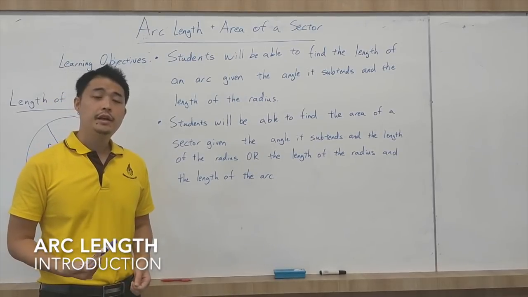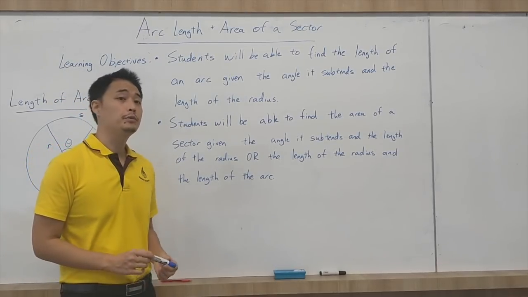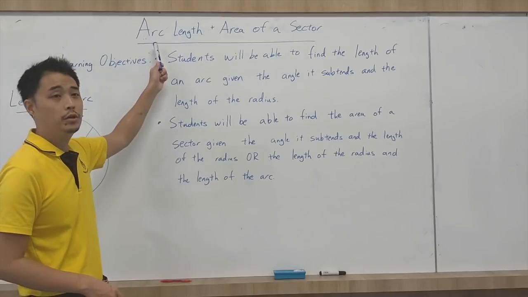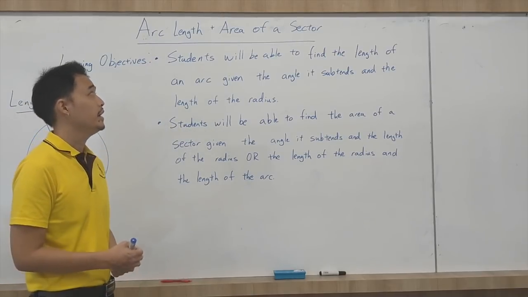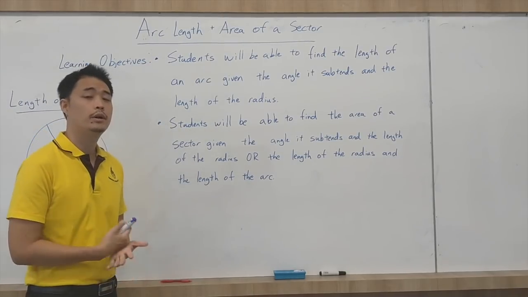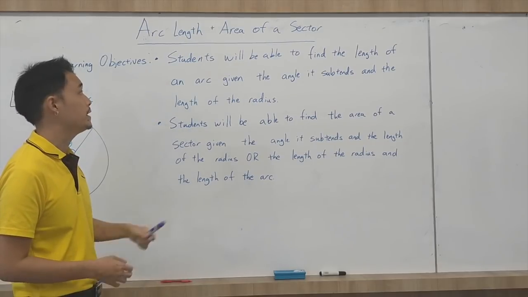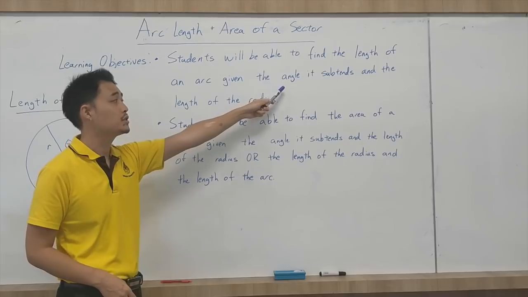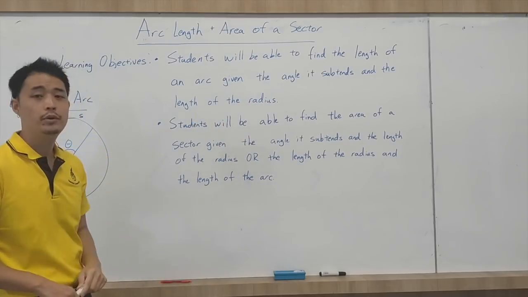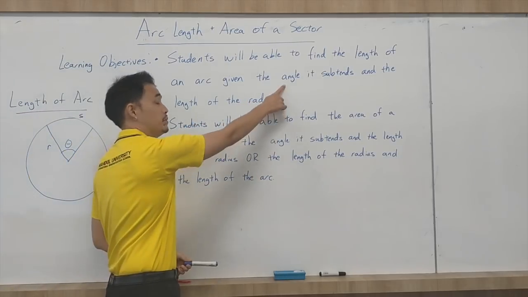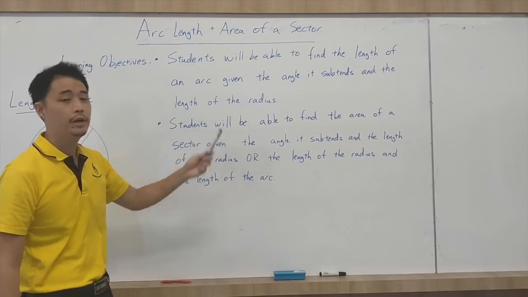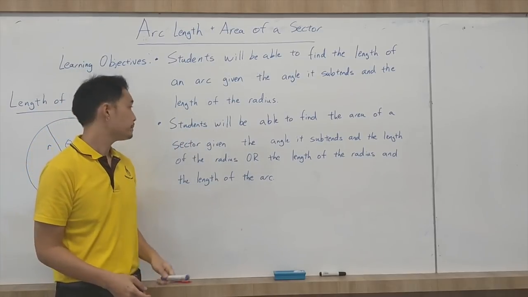Okay guys, so today is our second video on circular measure, and what we're going to be looking at is arc length and area of a sector. Our objectives for this lesson are that students will be able to find the length of an arc given the angle it subtends and the length of the radius. The angle usually means theta, and the length of the radius is usually r.